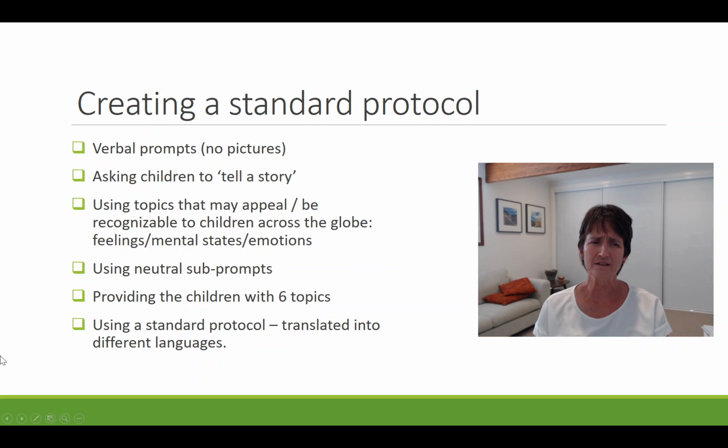So what are the things to consider when we want to create a standard protocol? First of all, what we decided was to use verbal prompts only and no pictures, because the pictures themselves could actually be different between different cultures. We asked all children to tell a story, so we didn't give them an example story because we didn't want to give them a model that might actually reflect the type of stories that we tell in our own cultures. We tried to come up with topics that may appeal or be recognizable to children across the globe, so things like feelings or mental states or emotions.